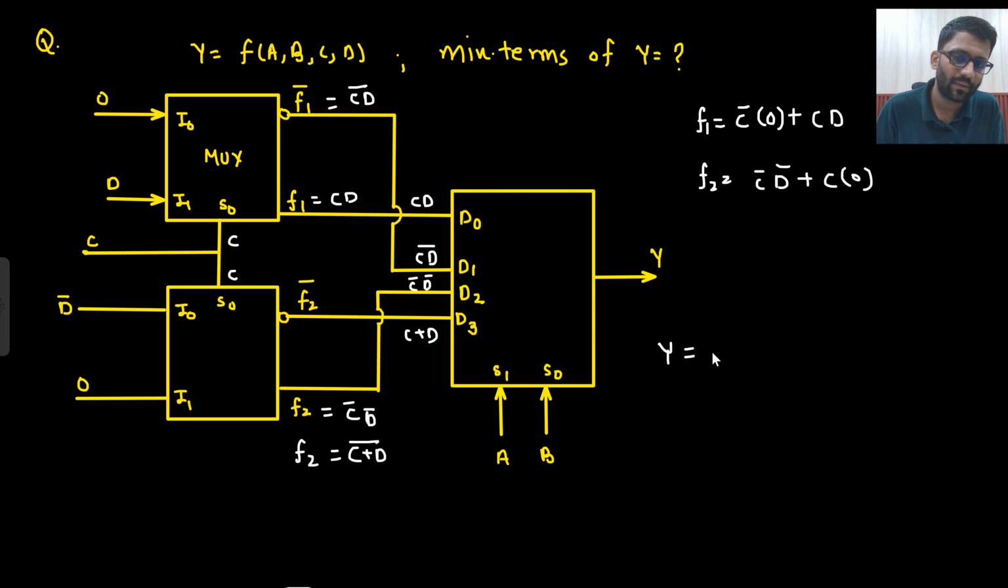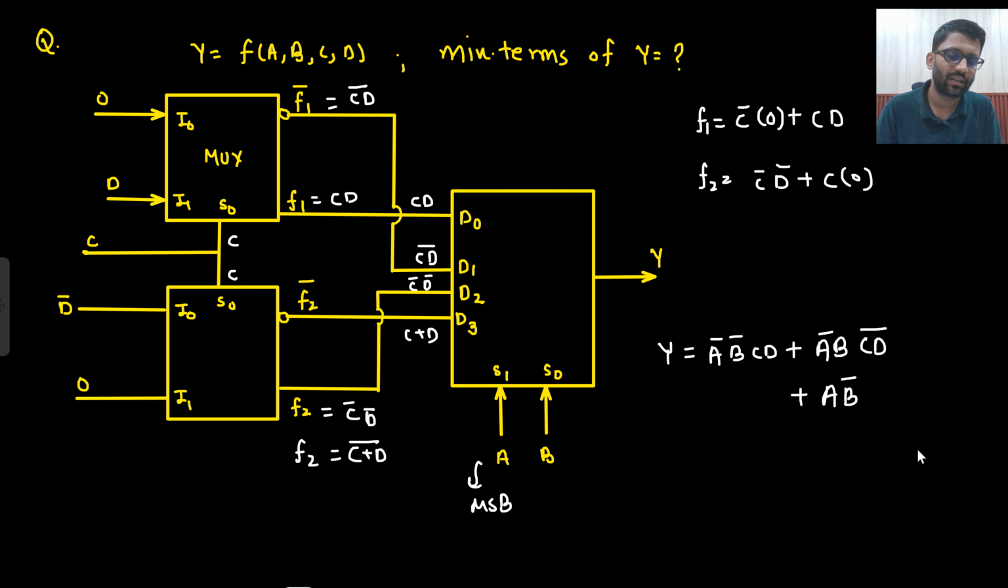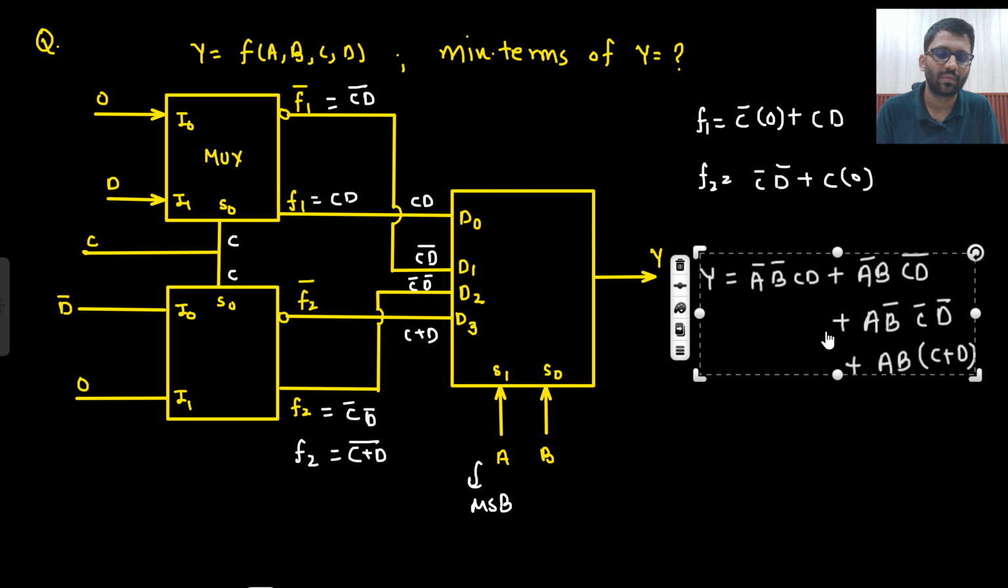Now what about output Y? If A is not there and B is not there, then CD. This is your MSB, right? So if A is not there and B is there, that means it is 0, 1. So it will take C bar, D bar. Sorry, CD bar, it is CD bar. Plus, if A is there and B is not there, basically it is 1, 0. So it will pick C bar, D bar. And plus, if A, B both are there, then it will pick C plus D. Okay. So better let's write down the output somewhat above.